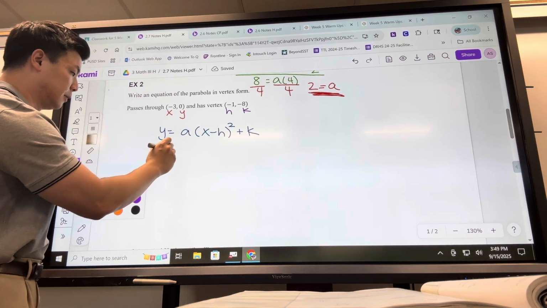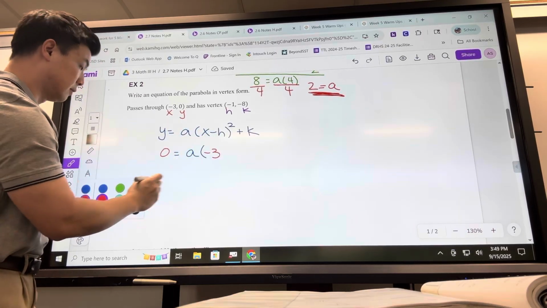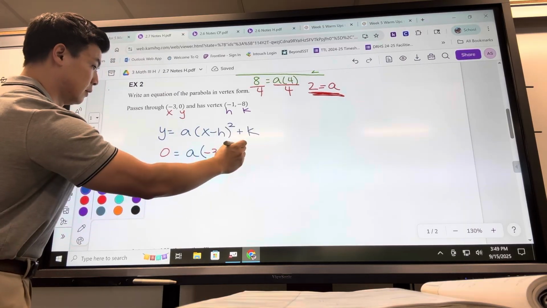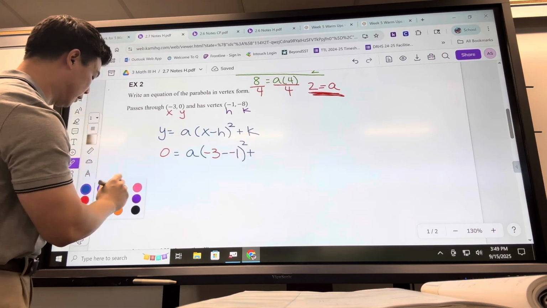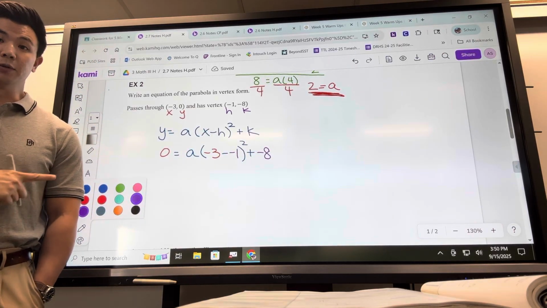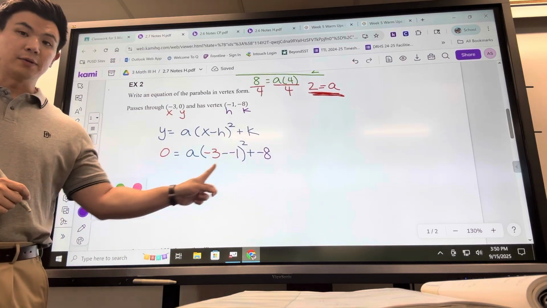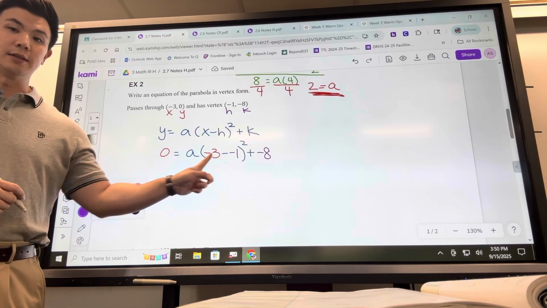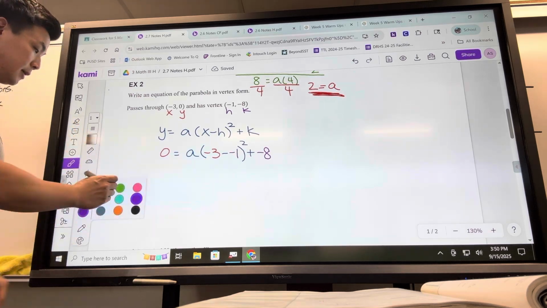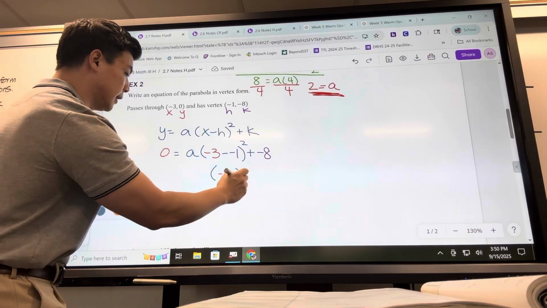So here y is 0, a is unknown, x is negative 3. We're subtracting our h value, which is negative 1. Squaring this, adding our k value, which is negative 8. Again, be careful with your negatives here. I do have a couple double negatives. Order of operations tells me to do my parentheses first. So I'm doing what's inside the parentheses first. This is -3 minus -1, or -3 plus 1. So -3 plus 1 would give us -2, and this is still being squared.